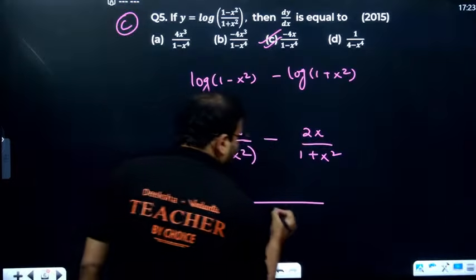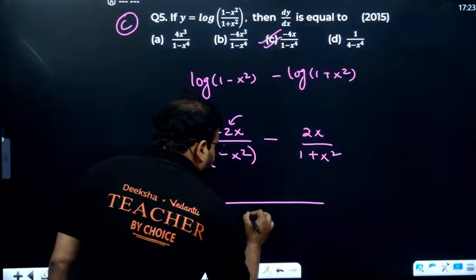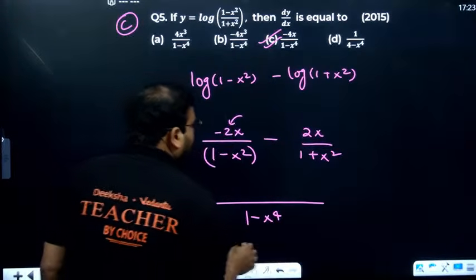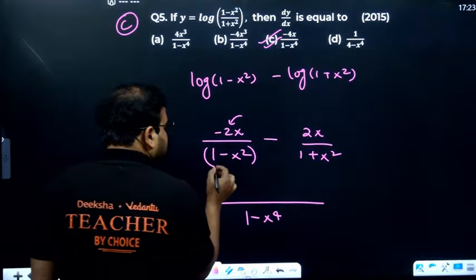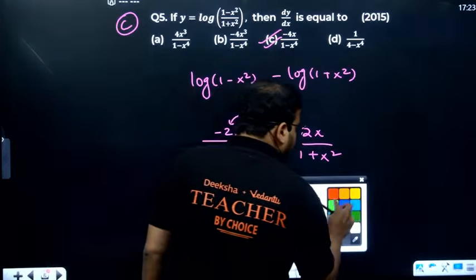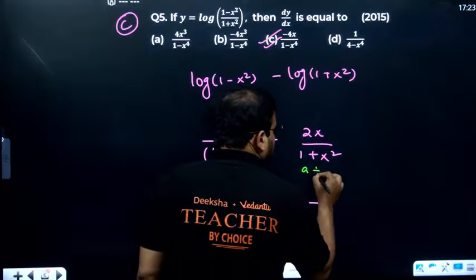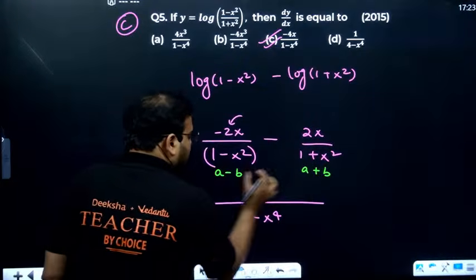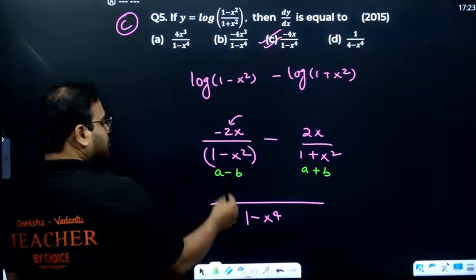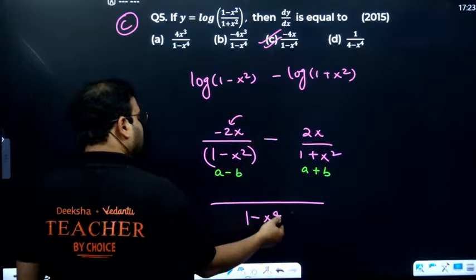If you take LCM, you'll end up with what? Please check. You'll end up with 1 minus x power 4. How come, sir? If you check, this value is a minus b, and this is a plus b. That product will be a square minus b square. So 1 square minus x square, their square, so x power 4.